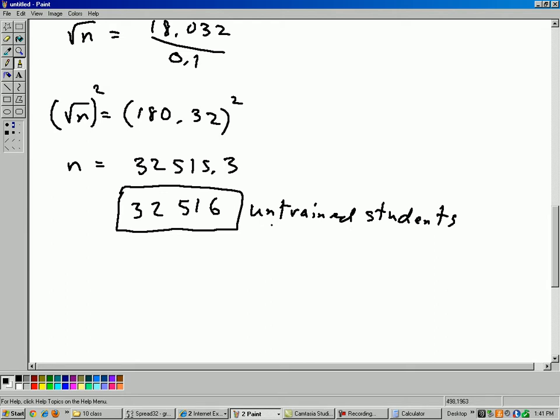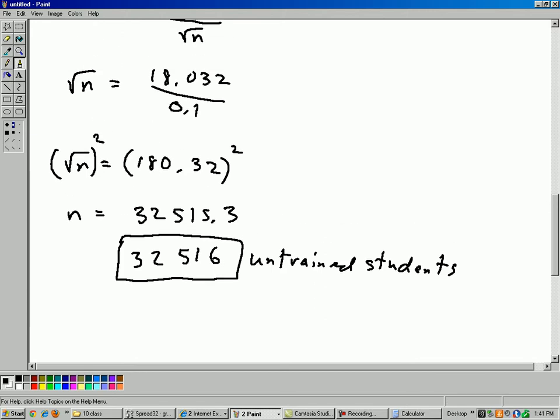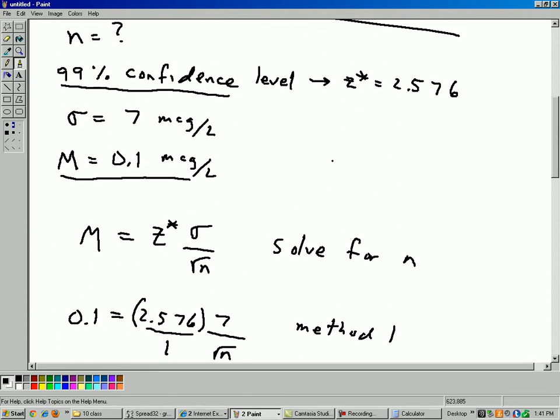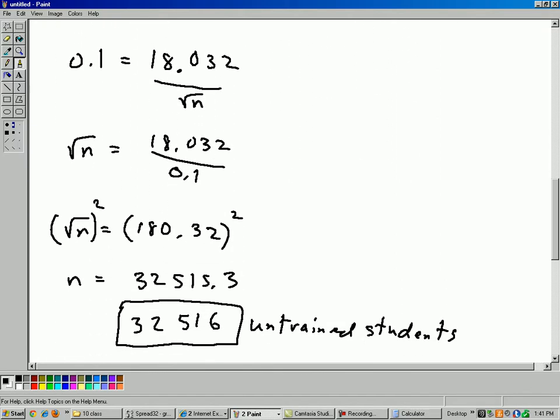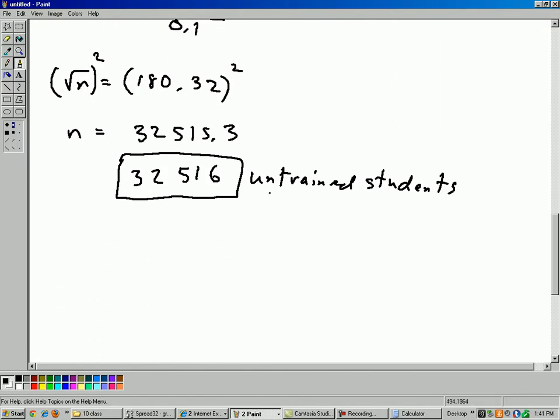Okay, so the question you need to ask yourself is, is it worth it? Because you've got to pay a lot of money to get a sample that size. Is it worth it to get that many people in a sample just to get that margin of error to be that small? Well, maybe it is, maybe it's not, but that's another issue altogether. But anyway, that's the answer to the question.